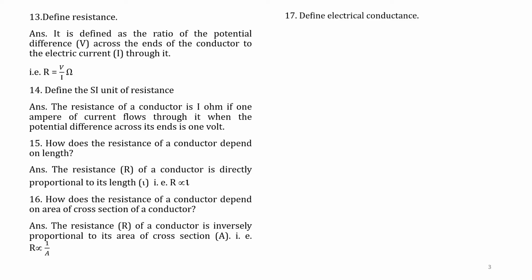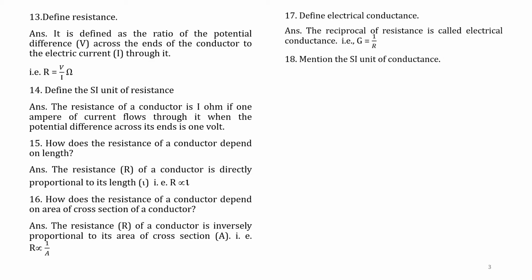Question number 17. Define electrical conductance. Answer. The reciprocal of resistance is called electrical conductance. That is, G, the electrical conductance, is equal to 1 by R. Question number 18. Mention the SI unit of conductance. The SI unit of conductance is Siemens, S, or mho, which is the opposite of ohm.